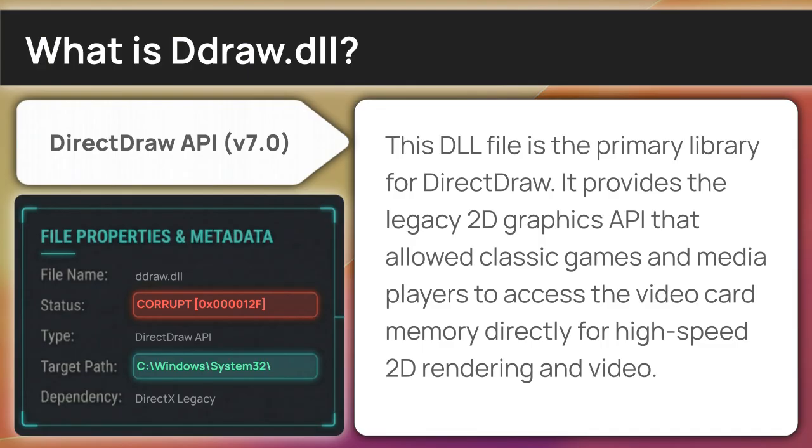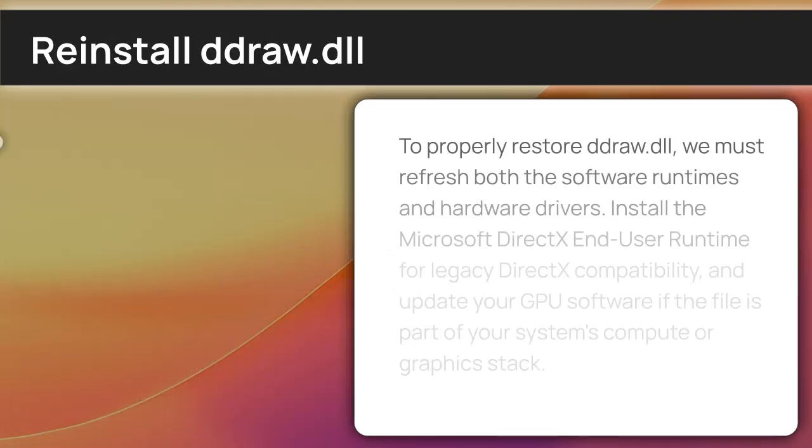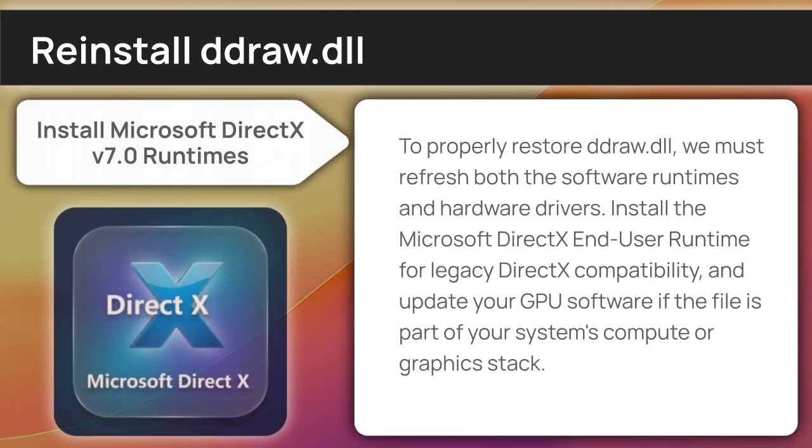Knowing the file's purpose is helpful, but now we need to physically restore it. The DirectDraw Legacy Library DLL is typically part of a game's graphics stack. Install the latest Microsoft DirectX end-user runtime using the official web installer to restore legacy D3DX, X-Input, or X-Audio components. Then update your GPU drivers if the file is OpenCL, OpenGL, or CUDA related.